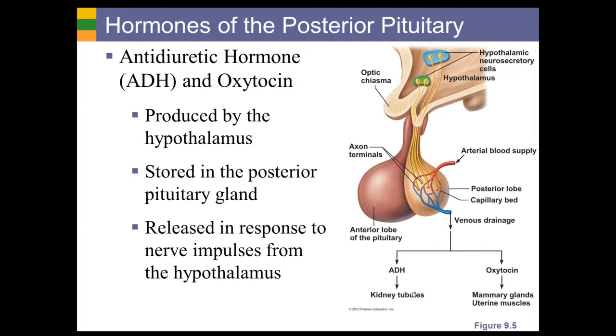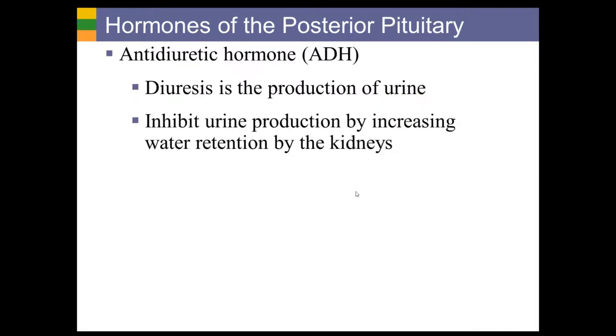Let's talk first about antidiuretic hormone. Now, its name literally tells you what it does. A diuretic is something that causes the production of urine. Diuresis is the production of urine. That's what the kidneys do. They produce urine all day, all night. Antidiuretic hormone, as its name implies, decreases the production of urine by the kidneys.